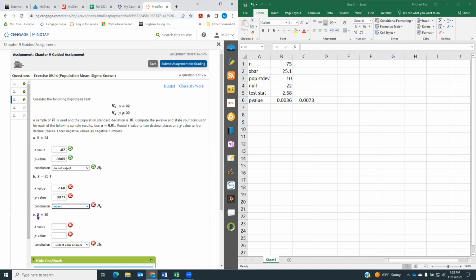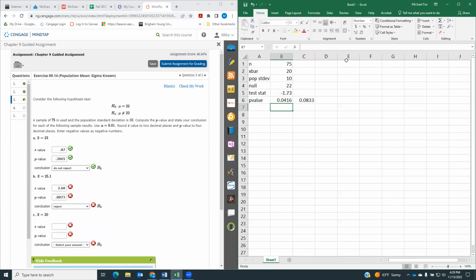So the last one is an X bar of 20. So this is going to return to us a negative test statistic, okay, or a negative z-value on our test statistic. So that's going to be negative 1.73. Where this gives us problems with our calculator is now our p-value was set to give us the probability of negative test statistic. But in this case, we don't want it to be the negative. We just want it to be the z-score.